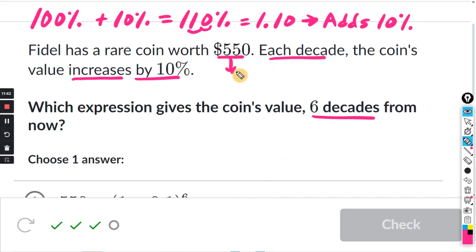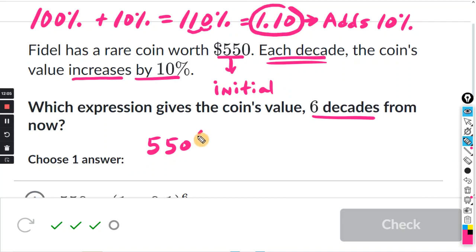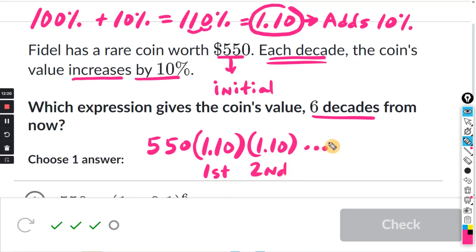Okay, so the 5.50 is going to be the initial or starting value. Okay, so you start with 5.50, and then it increases by 10% each decade. Okay, so to add 10%, we're going to multiply by 1.10. Okay, so if you do times 1.10, that's going to be the first decade. If you times 1.10, that's going to be the second decade. Okay, and it keeps going for 6 decades. So you're going to keep doing that 6 times. All right, that's going to be your 6th decade. All right, so we'll have to see what form their answer is in, but this is what it's going to be.